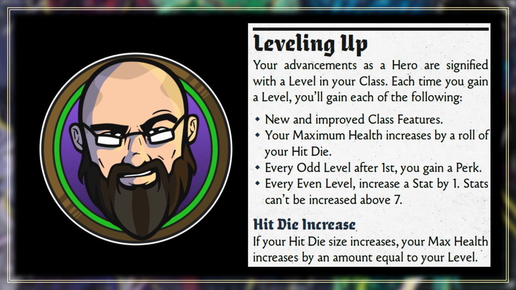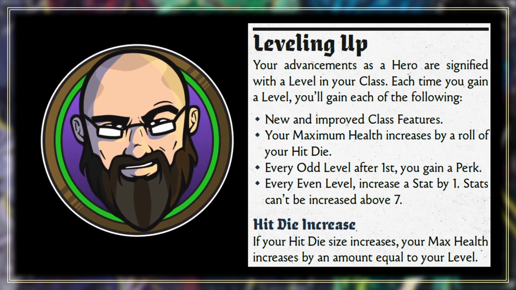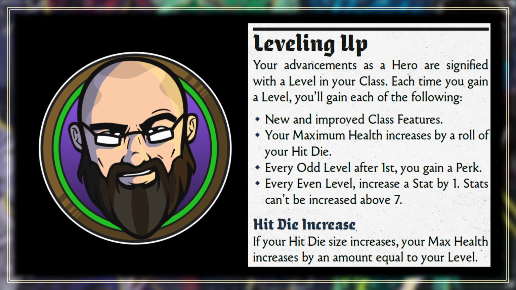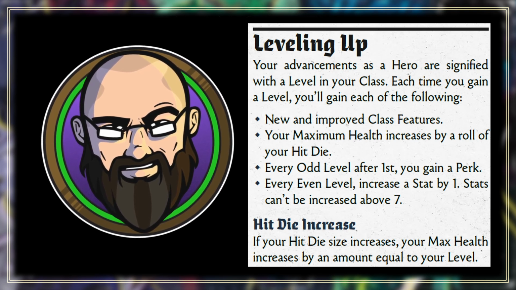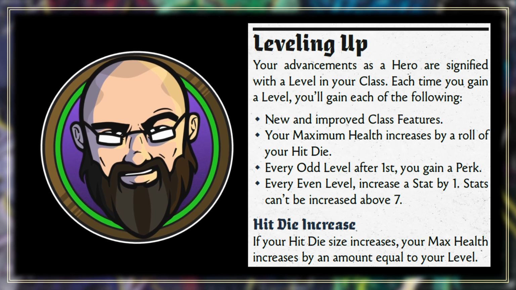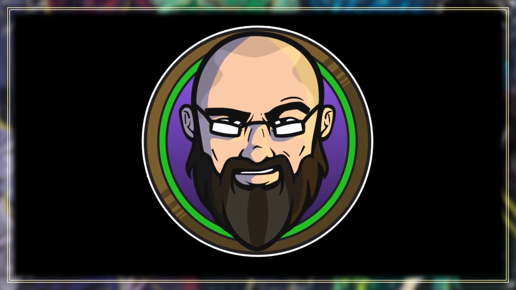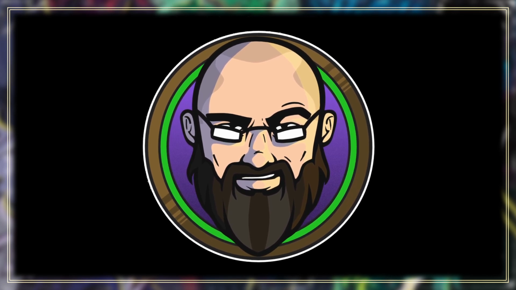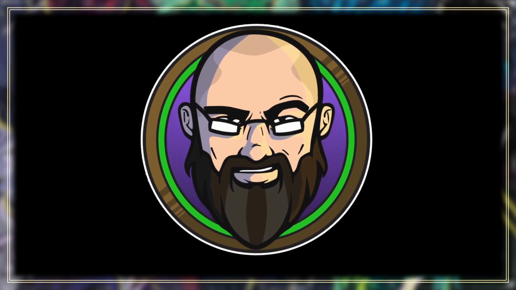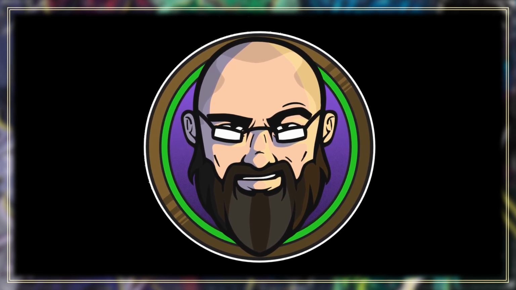At every even level, you will get a new or upgraded class feature, and you can increase a stat by 1 point to a maximum of 7. At every odd level, it will grant you the ability to take a new perk that you meet the prerequisite for. In Vagabond, there is no maximum level. Although your class features only go to 10, you may continue to gain health and perks beyond that, with some of your class features actually scaling by your level anyways.